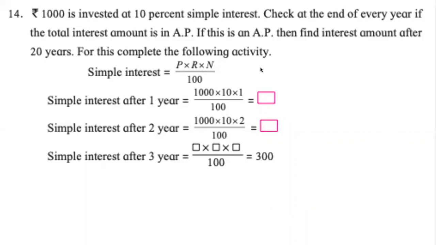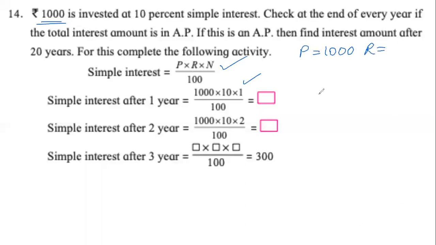Even if you don't know what P, R, and N are, if you just look at the next line of the question, the solution, it says simple interest after 1 year. It is calculated by multiplying 1000 into 10 into 1. If we compare this with the formula, we know that P equals 1000. Where is this 1000 coming from? Here.